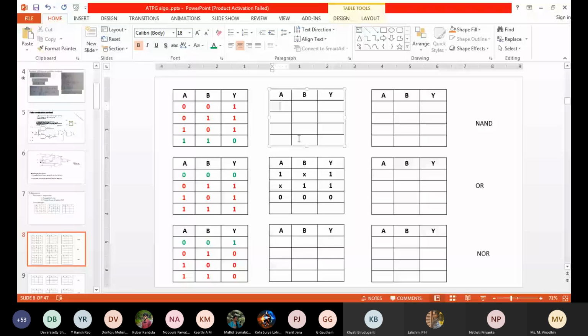What, Haris? 110. NAND, yes. 110. Singular cover? Okay, fine. 110. Okay, next. X11. Yes, ma'am. Which two, 1 and 2, or 2 and 3, or 1 and 3? Where are you getting X11? Ma'am, X for A, 1 for B, and 1 for Y.